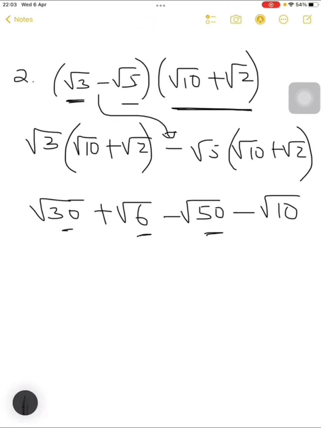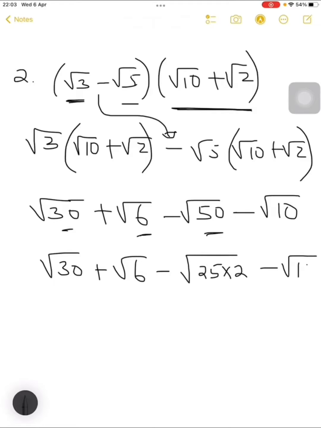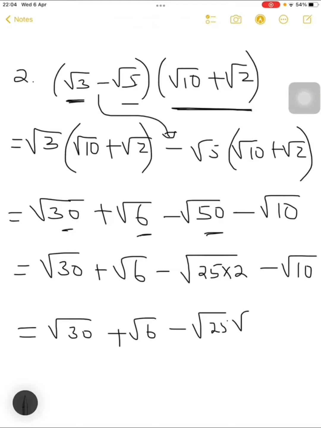The square root of 25 exists. So here we'll have root 30 plus root 6 minus root 25 multiplied by root 2 minus root 10. And this is the same as root 30 plus root 6 minus, this is the same as root 25 root 2.